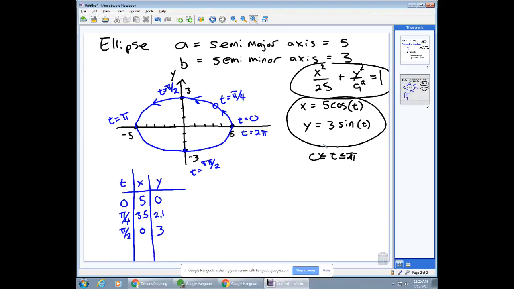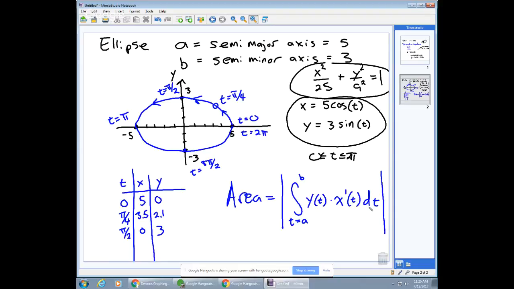And area for parametric is always the absolute value of the integral as t goes from some starting number to some ending number of the y function times the x function's derivative with respect to t. The absolute value means I have to check when either of these change sign, because that's going to totally mess me up. So we have to know both. When is y positive and when is x prime positive?